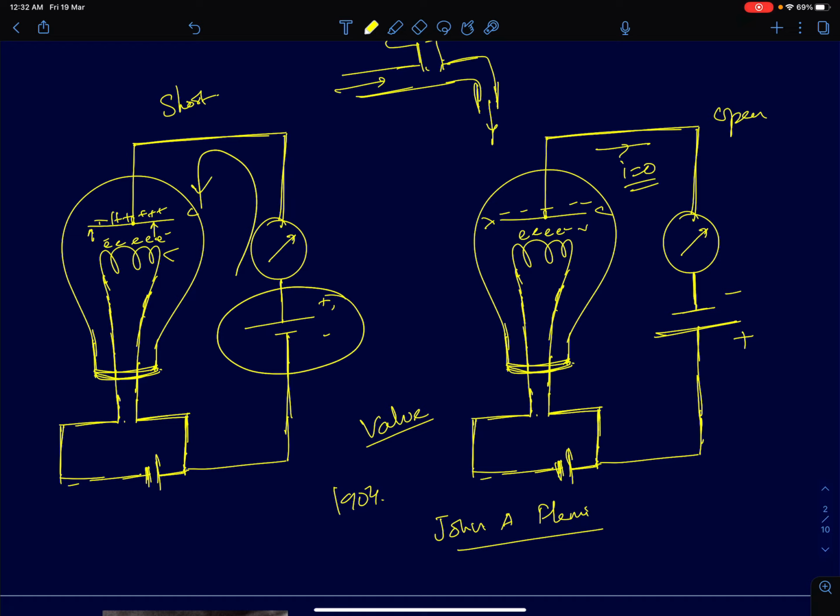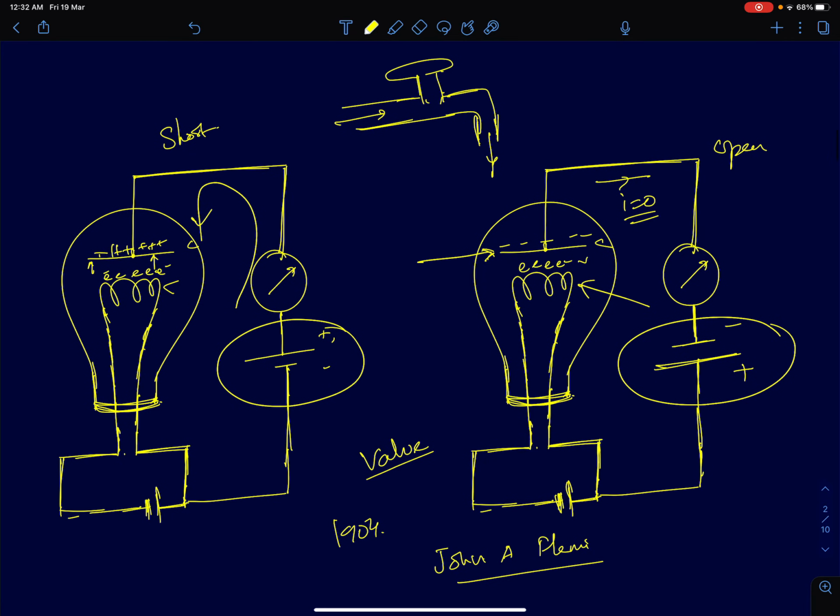And when he applied a negative voltage, so when he maintained the plate potential lower than the voltage of the filament, then he noticed there was no current. So it was behaving like an open. So he called it a valve. Like a valve, he could control the flow of current. He could have current or no current. So he called it a valve, which would later evolve to become a diode.